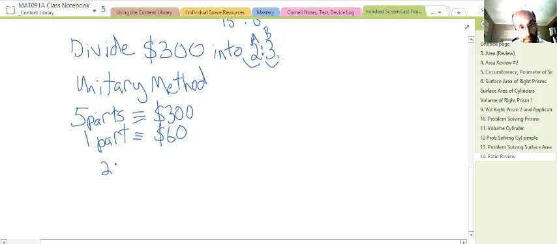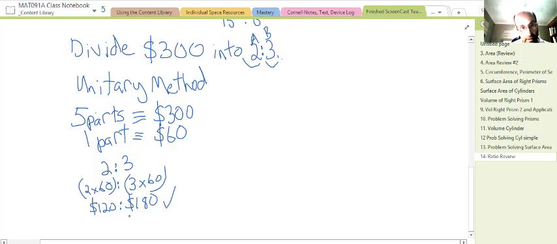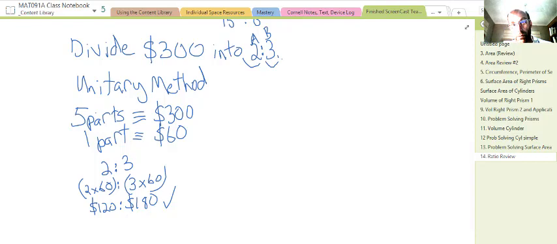So 2 is to 3 is 2 lots of 60 is to 3 lots of 60. And that would mean in terms of dollars, that's $120 is to $180. That money is now split. You can do a quick check. 120 plus 180 is $300. So it is right, and that's how you would split the money like that.